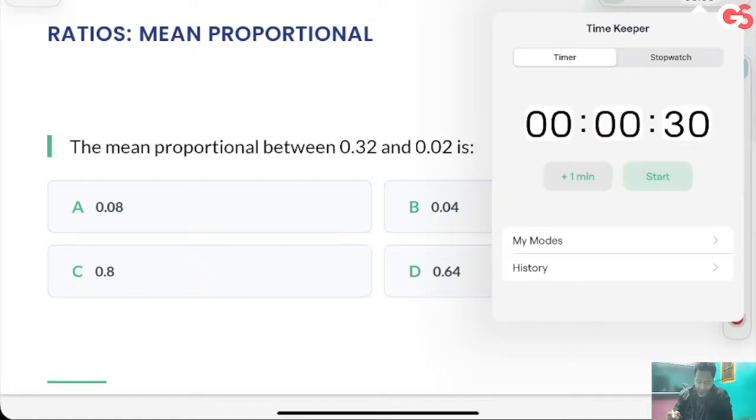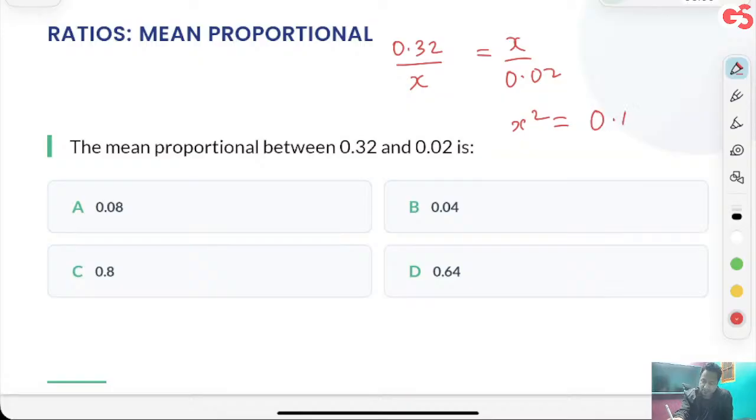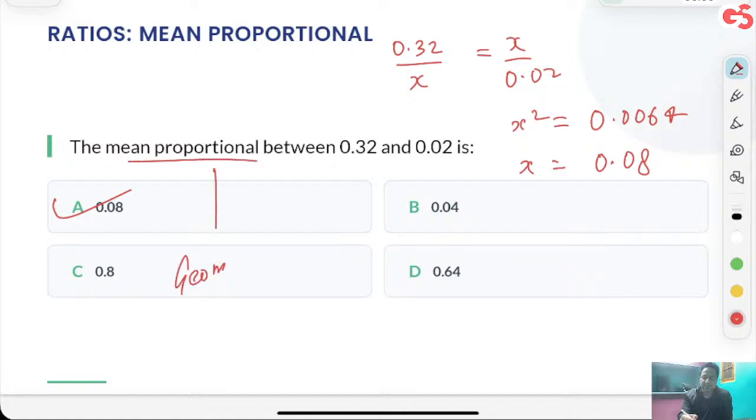All right. What is a mean proportional? If two numbers are given, then this upon x will be equal to x upon this. This is what mean proportion basically means. It's also the geometric mean. Okay. So I'll get x square is equal to 0.0064. So what will x be? 0.08.